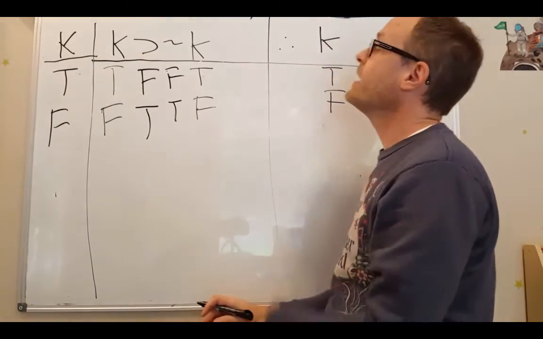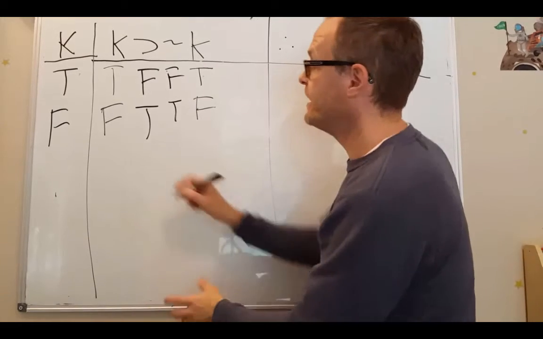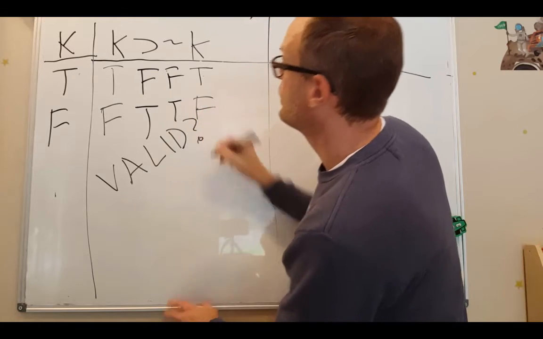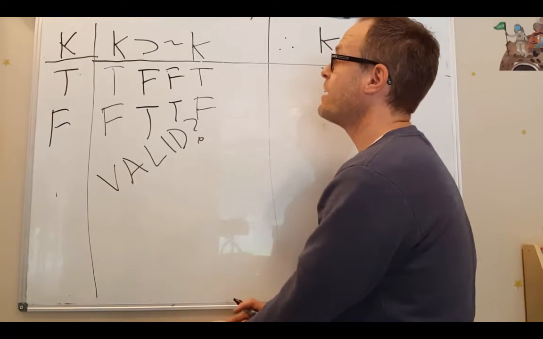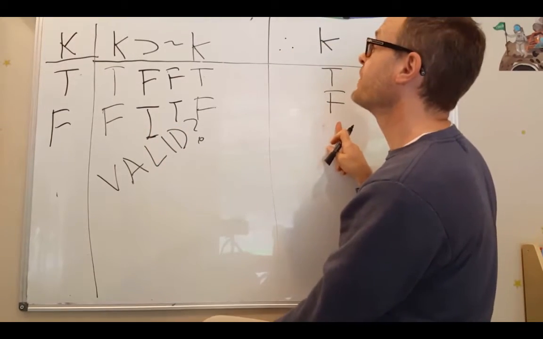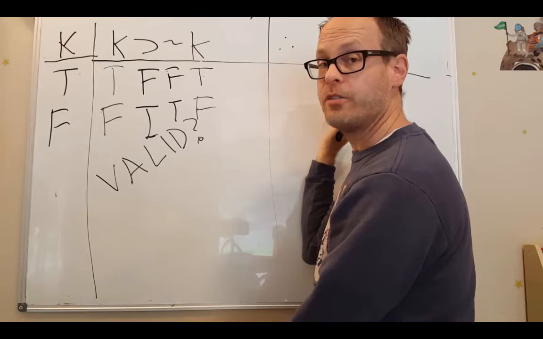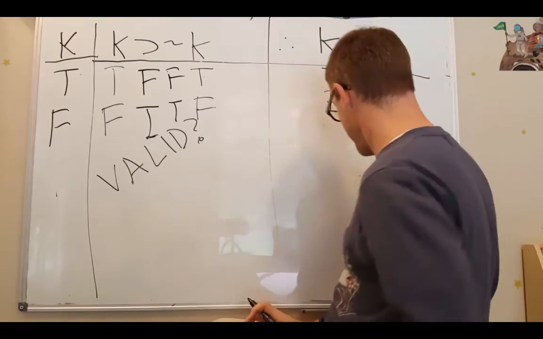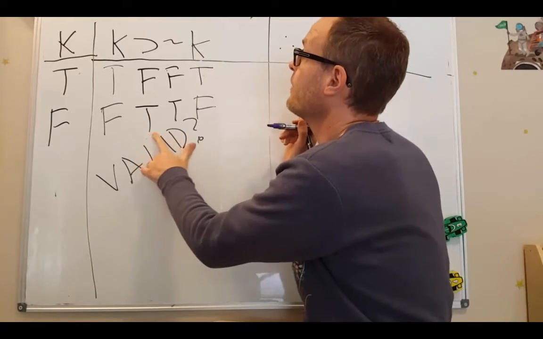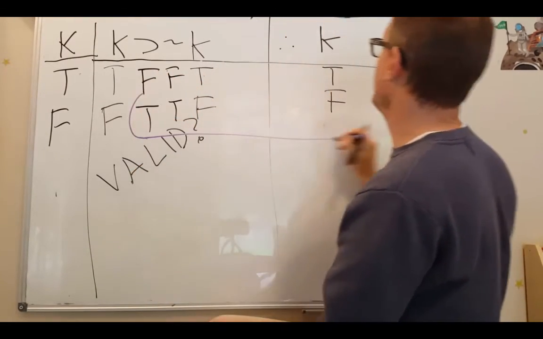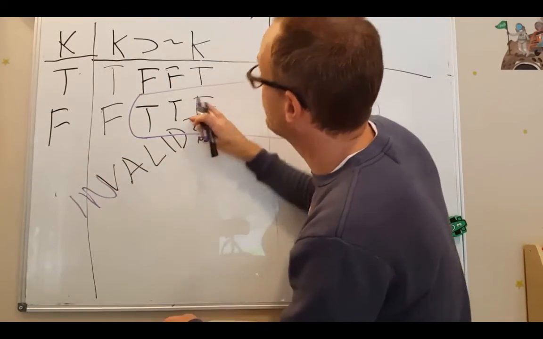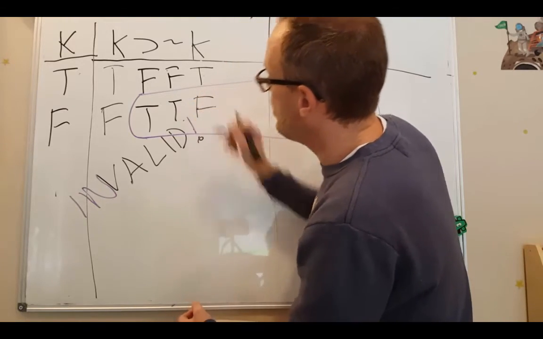Now, I am seeking to evaluate validity here. I'm asking you, is this argument valid? Right? That's what I'm asking you. And validity means it's not possible for the premises to be true and the conclusion false. So if I can find a case where I have true, false, then this is not a valid argument. Well, look right here. This line right here is a true premise and a false conclusion. So this argument is invalid, right? It is invalid. And so that's your answer.